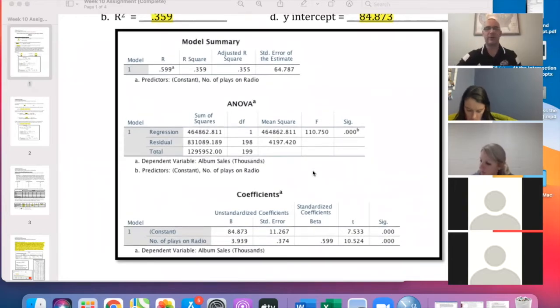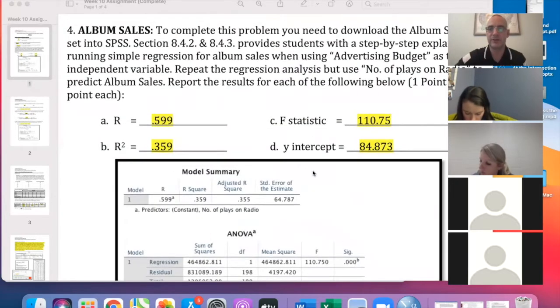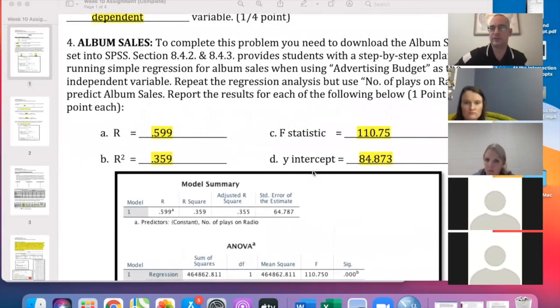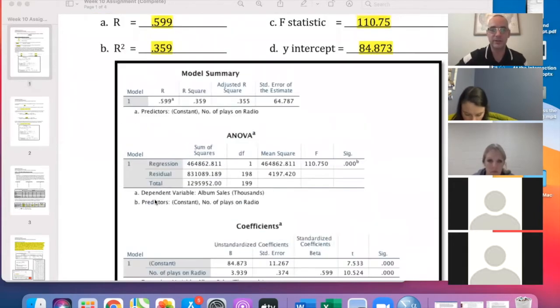Are there other questions on interpreting this? And now that I actually looked at the problem, it's not advertising without album sales. We're actually using number of radio plays. That's our independent variable, or our predictor variable, and the outcome is album sales.